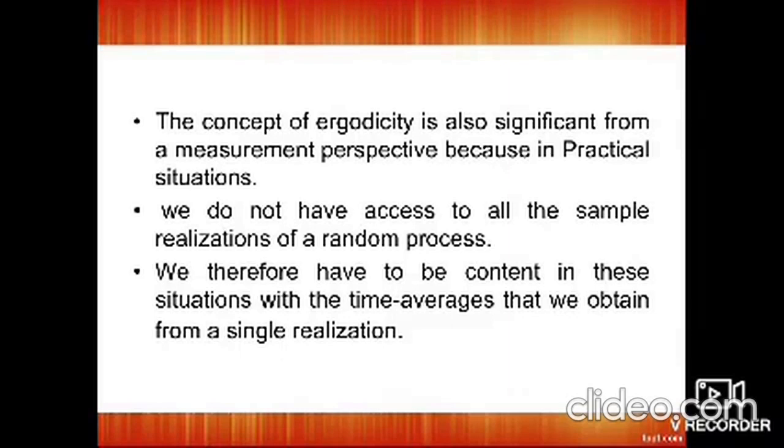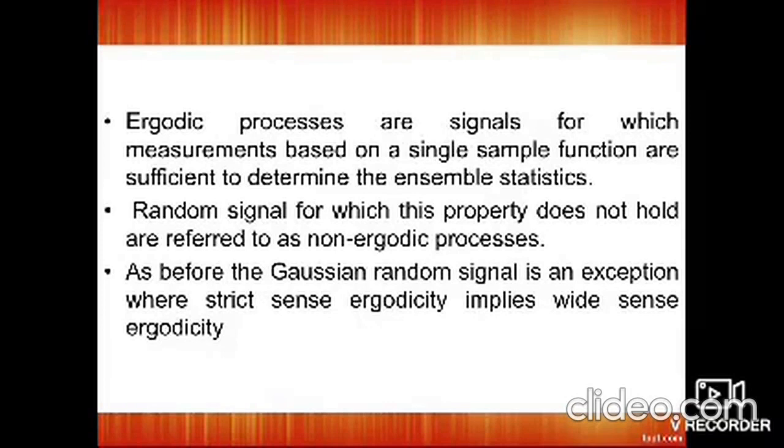The time averages are equal to ensemble averages only if both types of averages are independent of time. When both are independent of time, we can tell time average is equal to ensemble average. So independence of ensemble averages indicates a stationary process. So ergodic processes are signals for which measurements are based on a single sample function. That is the statement: an ergodic process is always stationary.